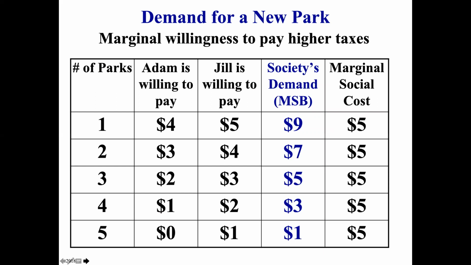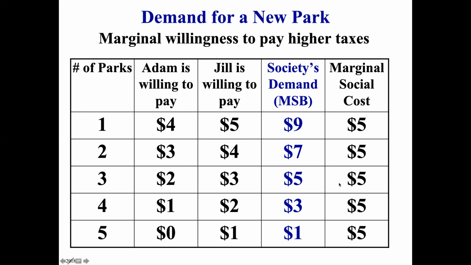So then we start saying, hey, how many parks should we build? How many taxpayer dollars should we use to build parks in this neighborhood? First park benefits $9. It only costs us 5. Should we produce it? Yes. Second one, 7 versus 5. Yes. Third one, 5 versus 5. Yes. The marginal social benefit equals the marginal social cost.